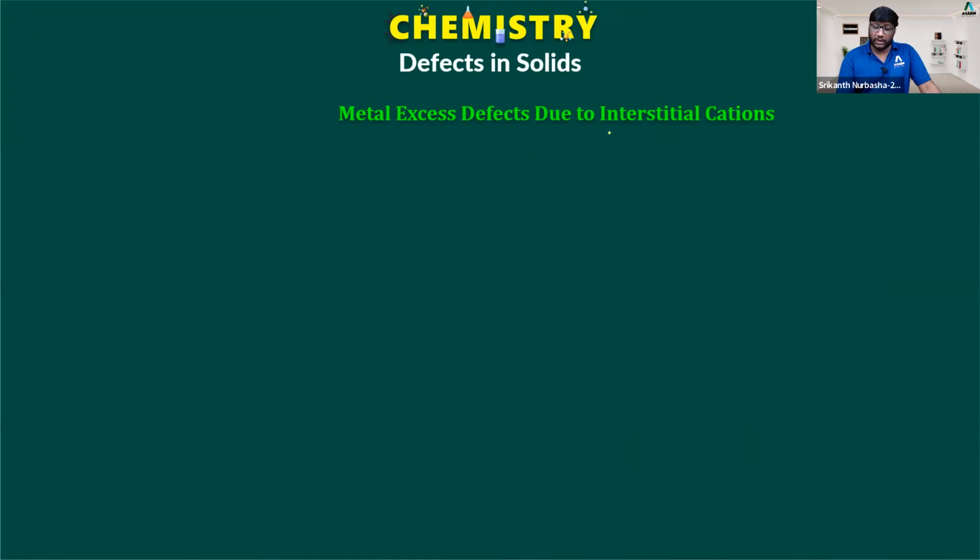Metal excess defect due to interstitial cations. Now, in metal excess defect, metal should be in excess. Metal can be in excess due to anionic vacancies. Metal can also be in excess due to extra cations.